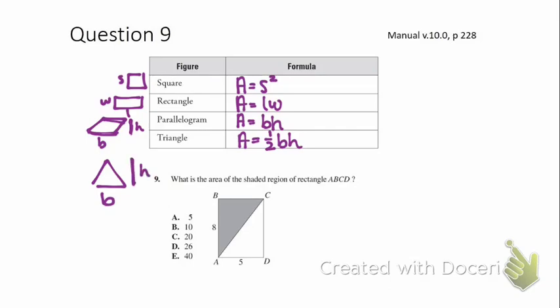the top. So what is the area of the shaded region of rectangle ABCD? Go ahead and pause this for a second and see if you can figure this one out, and then you can hit play when you're done.